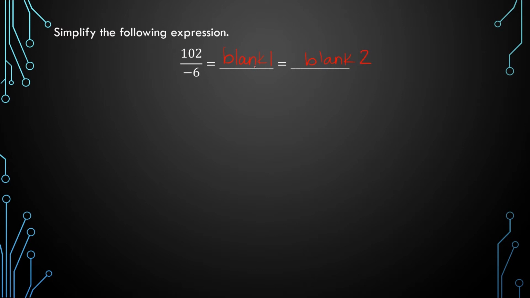So for blank 1, if I think, well, 60 divided by 6 is 10, right? So this is me working on blank 1. If I have 60 divided by 6, that's going to give me 10. And if I take 60 and subtract it from 102, I'm going to get 42, and that's still over 6. And I'm going to add them together.